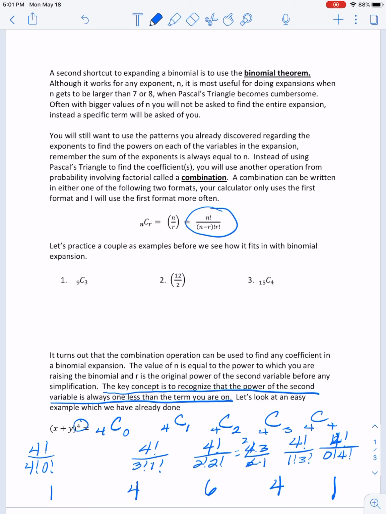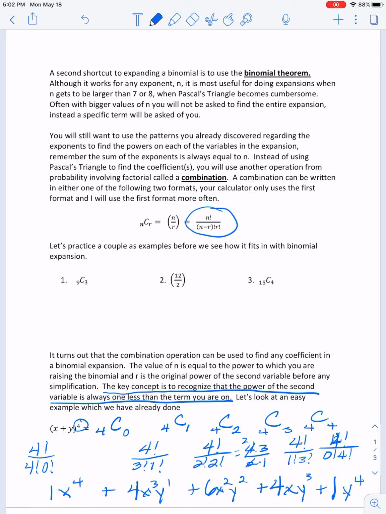Okay, so that shows you that this is a legitimate option for finding the coefficients of a binomial expansion. And you can see that the 1, 4, 6, 4, 1 is the exact same thing you would have got from Pascal's triangle. Now you can throw in the variables and their exponents. Obviously it goes x to the 4th, x cubed, x squared, x, no x, and for y, nothing, y to the 1st, y to the 2nd, y to the 3rd, and y to the 4th.